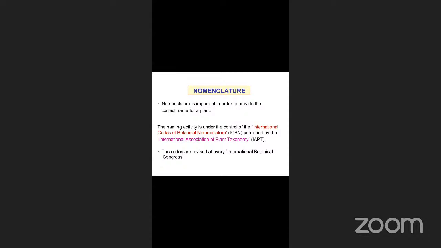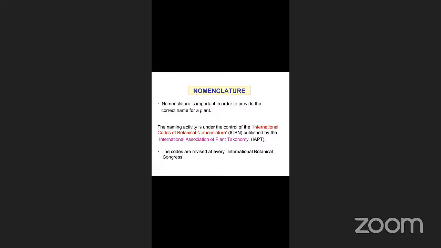Next, nomenclature shows different types of codes. That is the ICBN rules, the International Code of Botanical Nomenclature, published by IAPT, the International Association for Plant Taxonomy. Next, binomial nomenclature and trinomial nomenclature are also there.